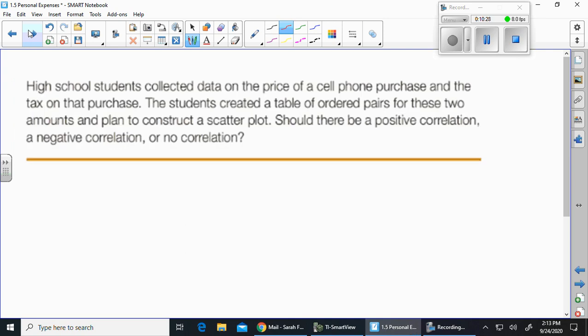Price of a cell phone purchase and the tax on that purchase. They made a scatter plot. Would you think as the cell phone price goes up, would tax go up or would tax go down? Well, as the price goes up, the tax should go up. If they both move in the same direction, positive correlation.